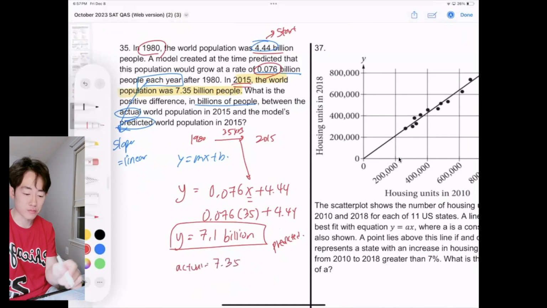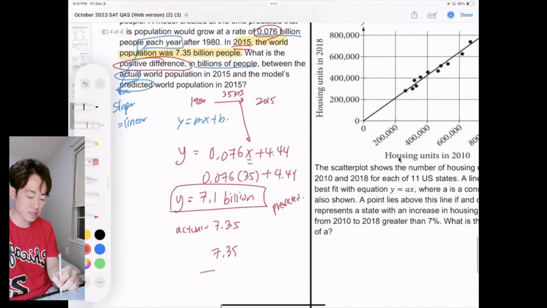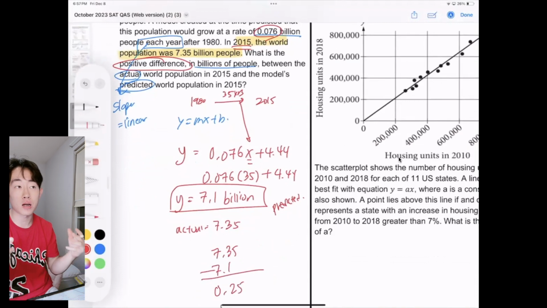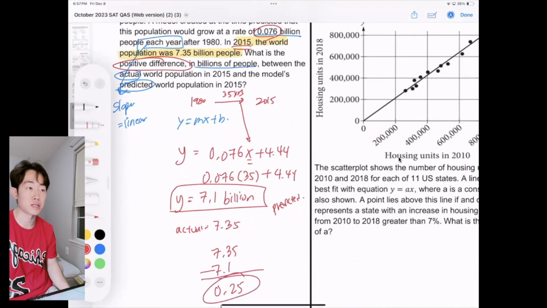And what do they ask you to do? The positive difference. Subtract the two. 7.35 minus 7.1. That's 0.25. So we're talking about 0.25 billion people of difference. And that should be the final answer.